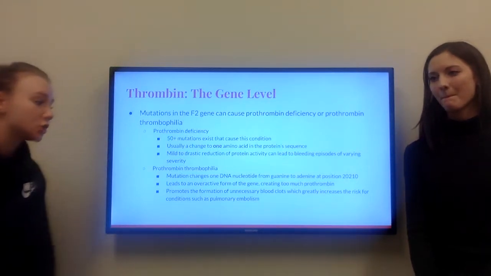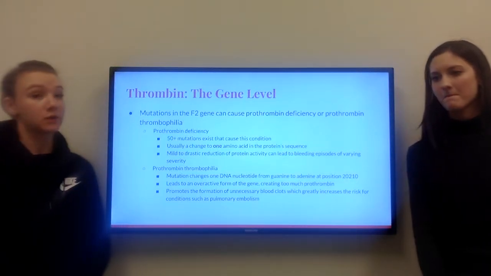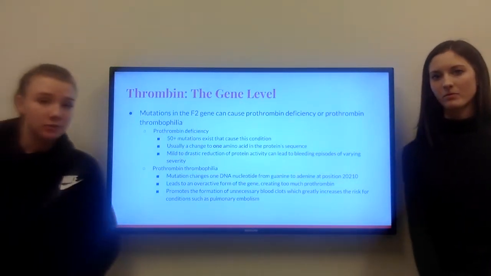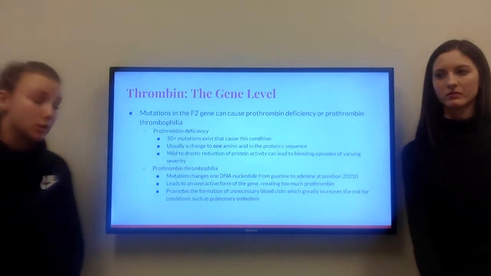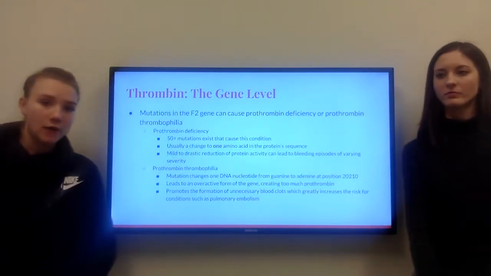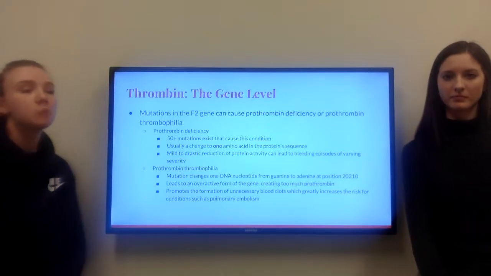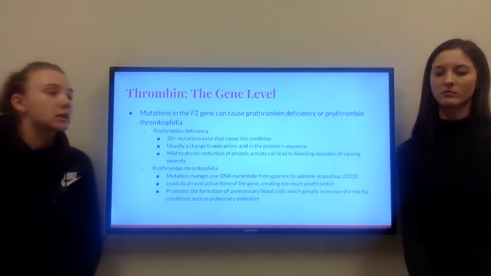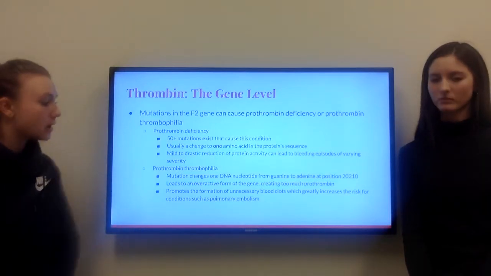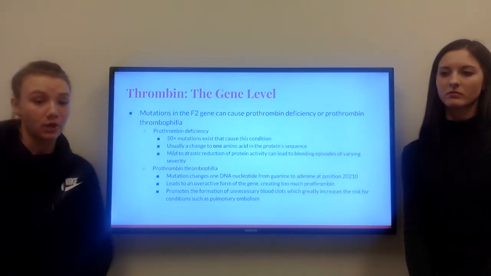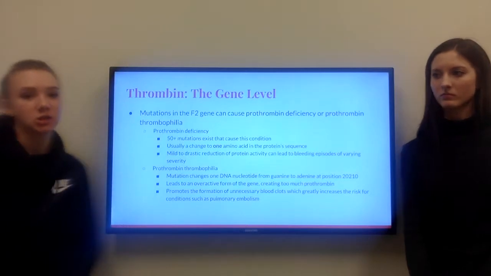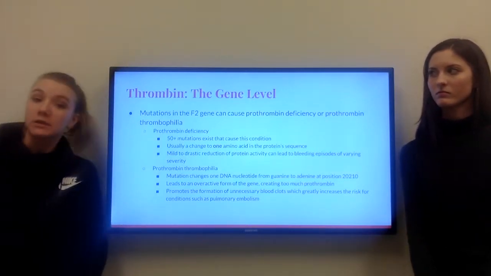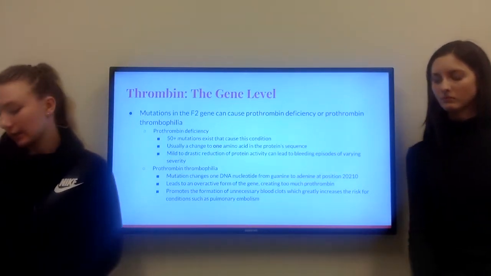The mutation changes one DNA nucleotide, specifically guanine, to adenine at position 20210, and it leads to an overactive form of the F2 gene, which creates too much prothrombin that leads to unnecessary clotting when you don't need to clot, and that can cut off blood flow and oxygen circulation to important parts of the body, such as tissues, organs, and limbs.